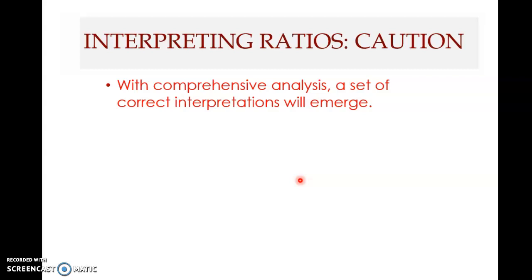So an interpretation may be a possible interpretation. There may be two competing possible interpretations. But since other ratios also give similar interpretations, some may not be similar. Those that are not similar, you can drop. Some interpretations may be reinforced by other ratios, so you stick to those interpretations. This is what we mean by a set of correct interpretations will emerge with a comprehensive analysis.